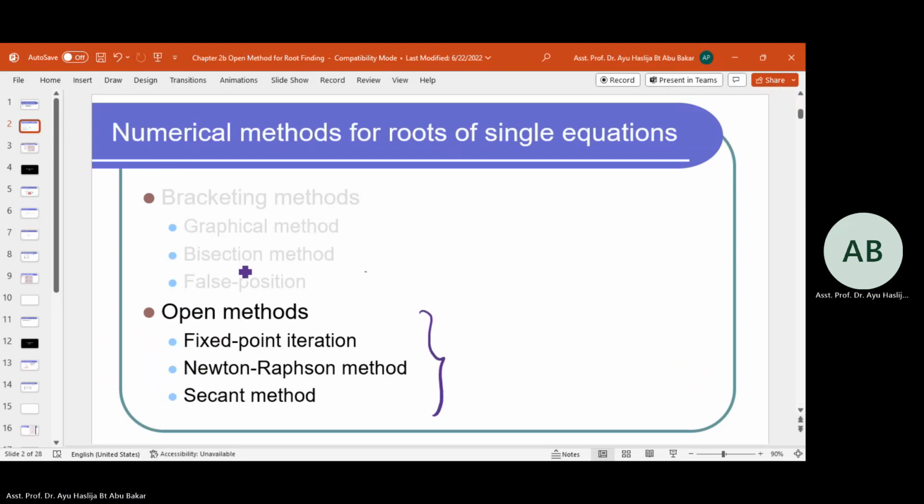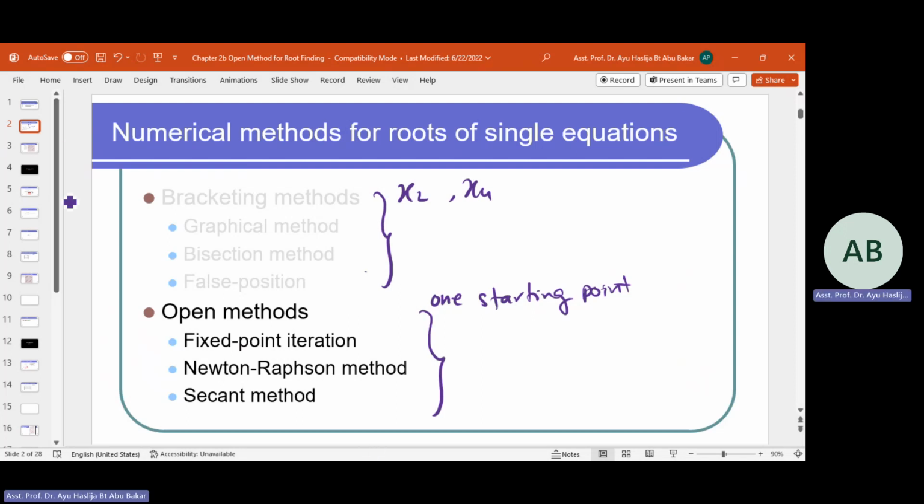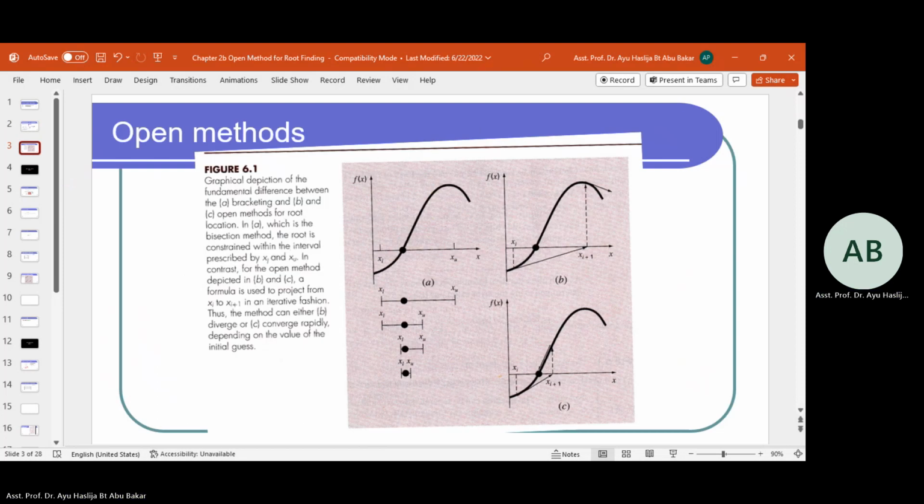For open method, you will be given 1 starting point, whereas for the bracket method last time, you have XL, XU. This one only 1 starting point. Okay, so we go one by one. I'll start with fixed point iteration. Fixed point iteration, okay, this one is just to compare between the open method and bracket method.